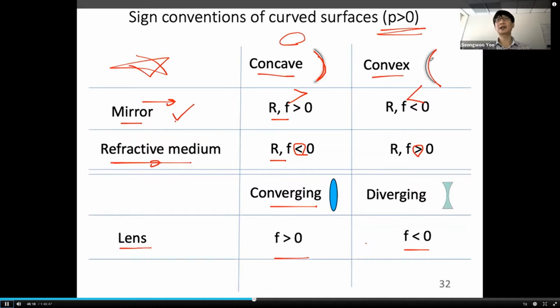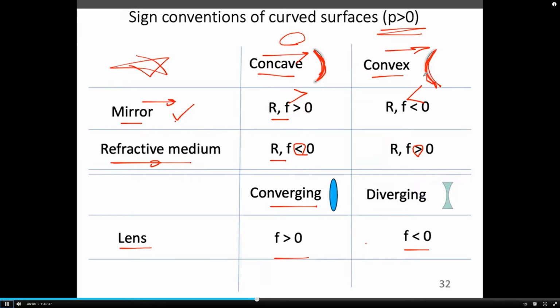In our context, according to the sign convention, this shape is always concave. It's always called concave because this is concave with respect to this light. Left to the right, then this is concave. And this shape is always convex because of the light traveling in this direction. Does that answer your question? Oh, I see. Okay. Thanks, bro.